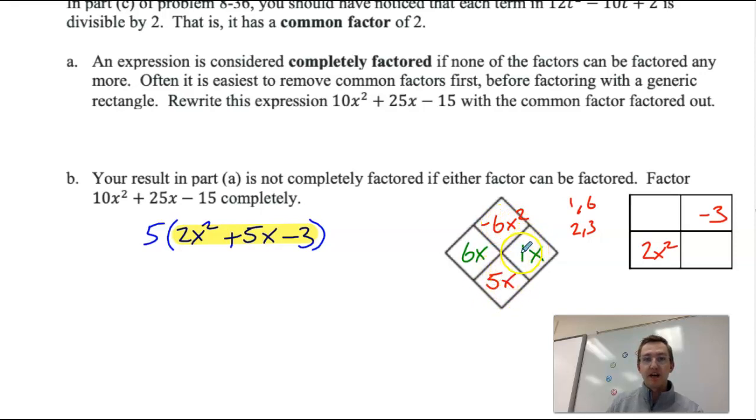We need a positive 5. So I'm going to make the 1 negative, because now we have 6 minus 1, which gets us to 5. 6 times negative 1 is negative 6. We are all good to go. Let's plug those in and factor.